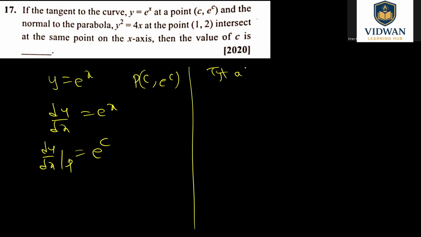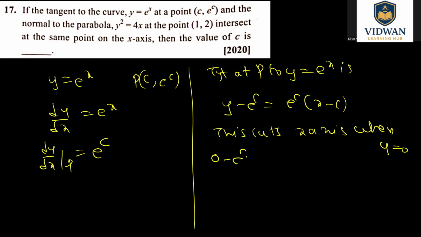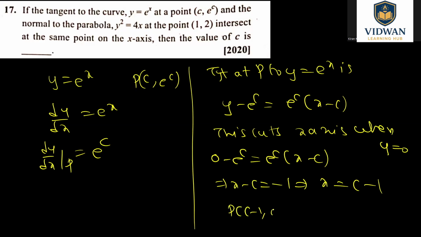So what will be the tangent for this? The tangent at P to y equal to e power x: y minus y1, that is e power c, equal to slope into x minus x1, e power c into x minus c. And where is it cutting the x-axis? It cuts the x-axis when y is 0. So when you put y as 0, you get 0 minus e power c equal to e power c into x minus c. Then e power c will cancel on both sides. You'll get x minus c is equal to minus 1, so x is c minus 1. So where will it cut the x-axis? At c minus 1, comma 0.